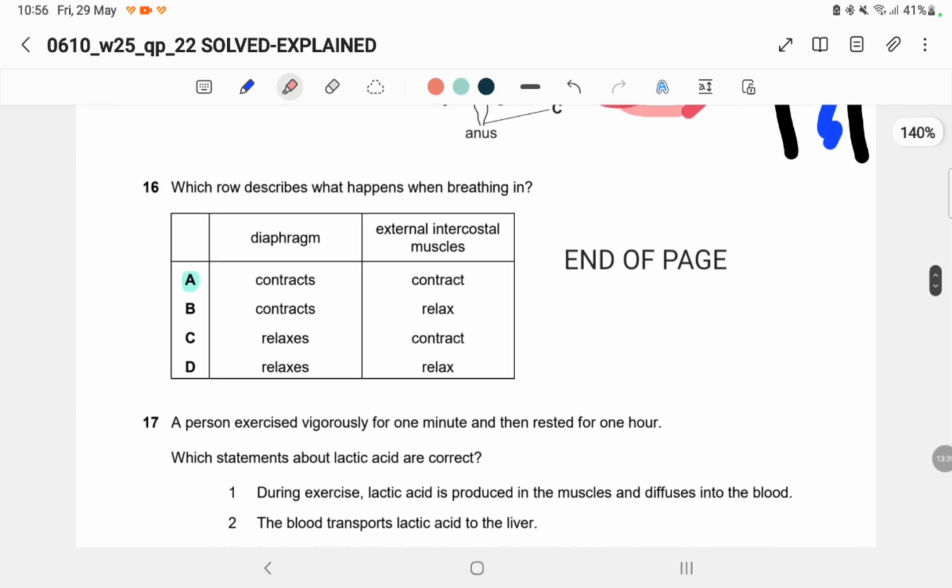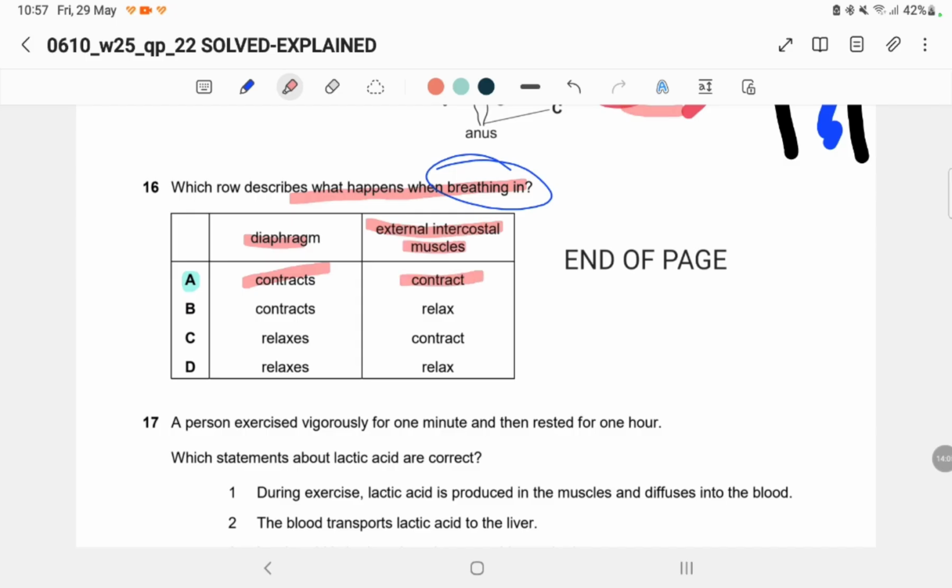Question 16. Which row describes what happens when breathing in? Just focus with me. It's telling you breathing in. So in order for us to imagine this, I'm going to leave you, at the end of page two, pictures of how the diaphragm behaves when breathing in and breathing out. For this question, of course, it's something to memorize. The diaphragm will contract and the external intercostal muscles will contract.